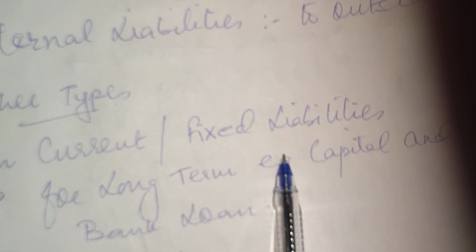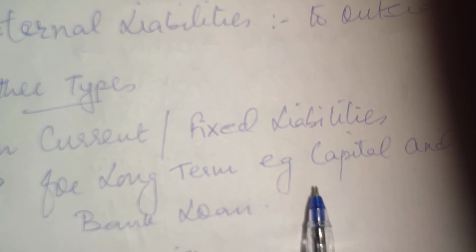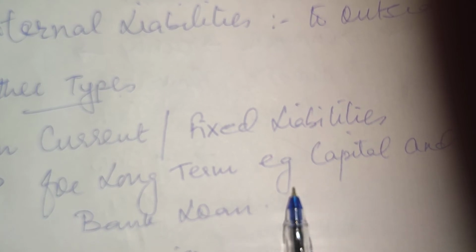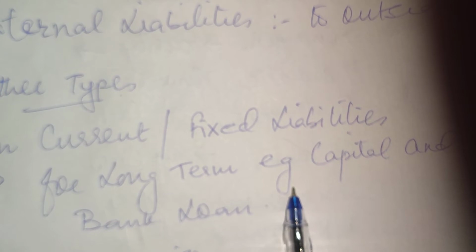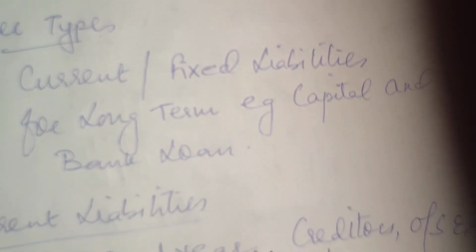Further, there are three types of liabilities. First one is non-current liability or fixed liability. As the name suggests, these are liabilities which are to be paid after a period of more than 1 year. They are fixed liabilities. For example, loan. If you have obtained a loan from the bank to be paid after a year or 2 years or 5 years, it is a fixed liability. Capital is a fixed liability.